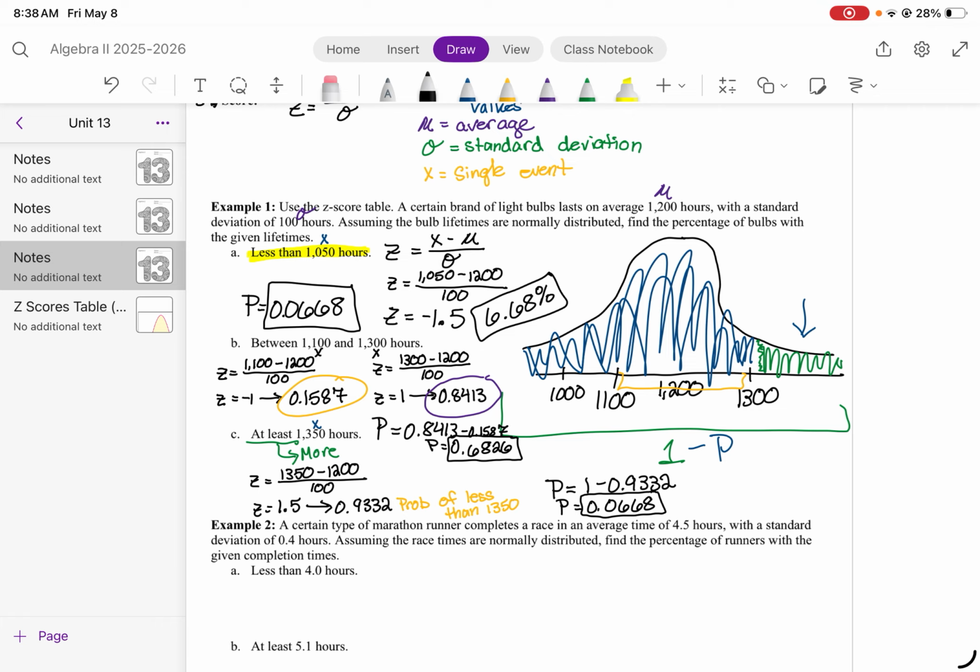All right, so that is example 1. Go ahead, if you feel like you're comfortable with this, you can skip the next video of example 2 and move on to example 3. If this was confusing and you want to try a problem on your own, go ahead, do example 2, and then watch the next video to check your answers.